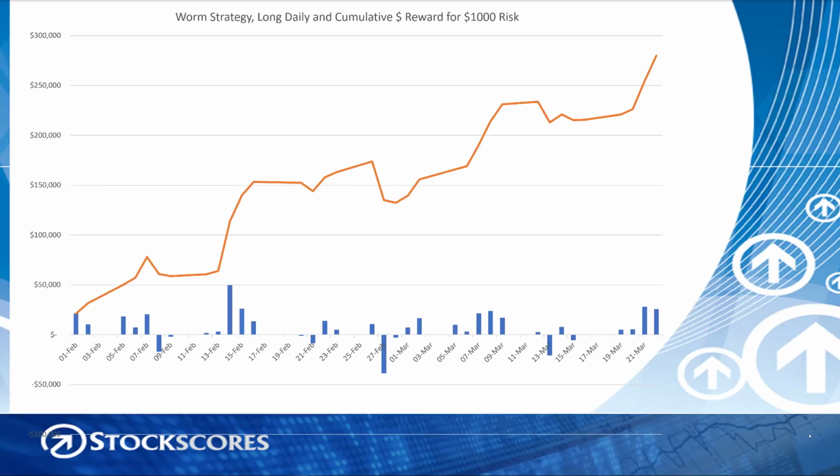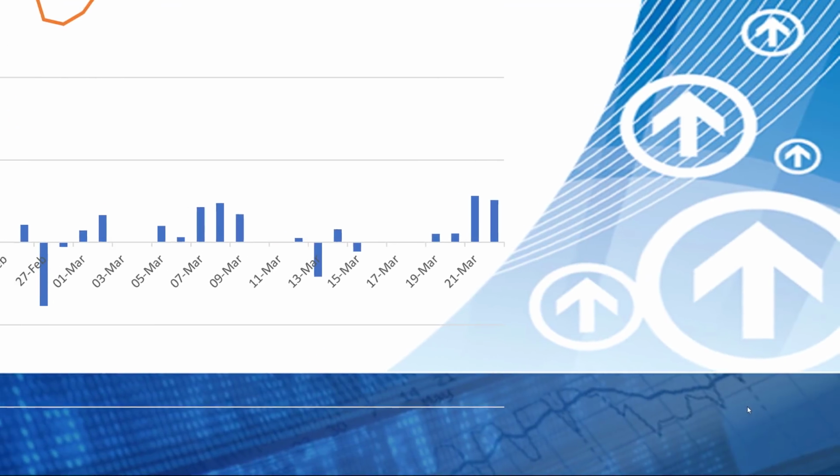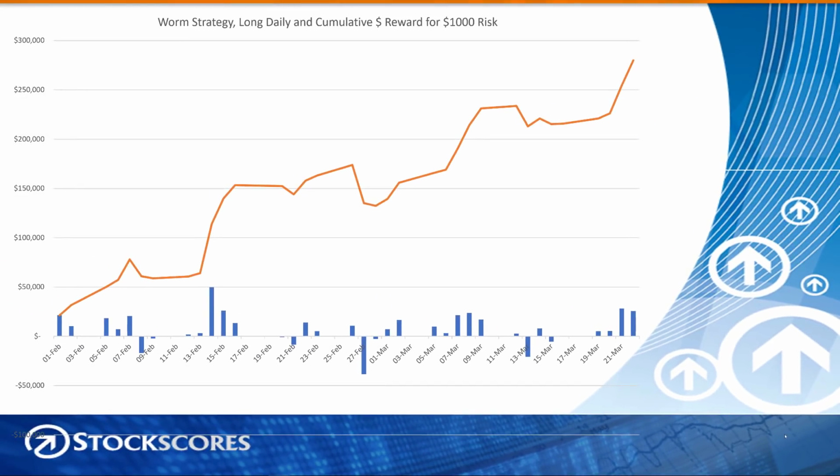Here is the equity curve for that strategy over that period. The blue histogram at the bottom of the chart shows the daily profits in thousands because this is based on $1,000 of risk per trade. And then the orange line, which is going up from left to right, is the total cumulative profit over that time frame. And you can see that it's going up from left to right fairly consistently.